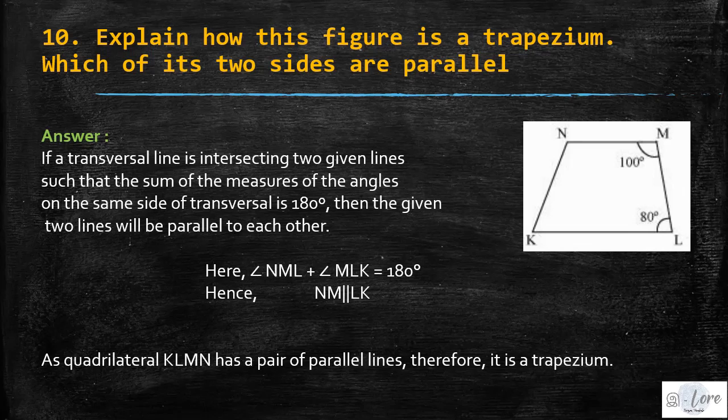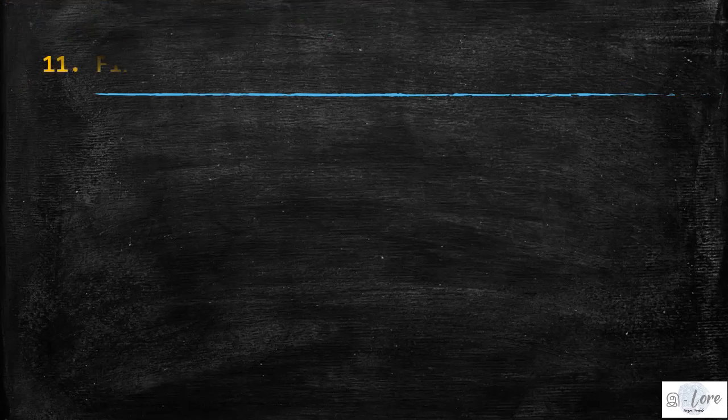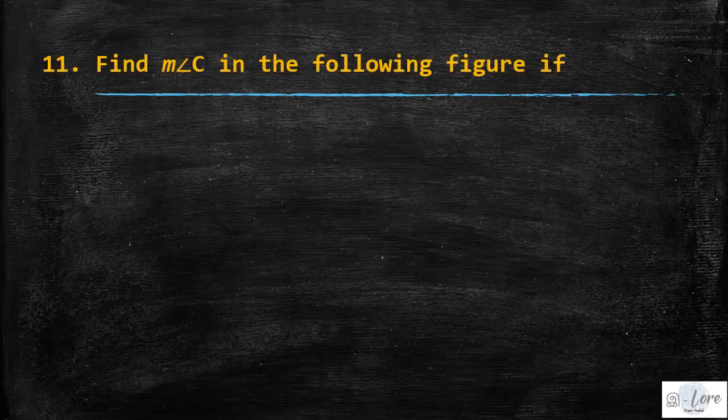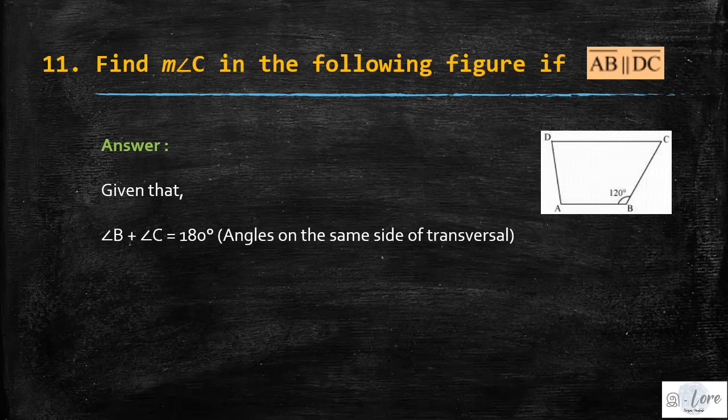So please remember, again I am telling you, parallel lines and transversal concepts help to get the solution over here. Come to problem number 11. Find angle C in the following figure if AB is parallel to DC. Angle B is equal to 120, as given. So we know that B plus C is equal to 180 because the angles on the same side of the transversal add to 180 degrees. So B measurement is 120.